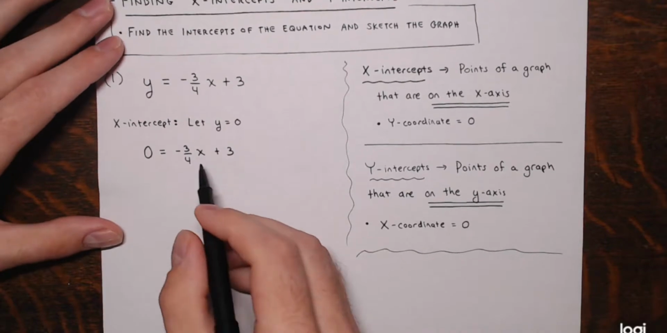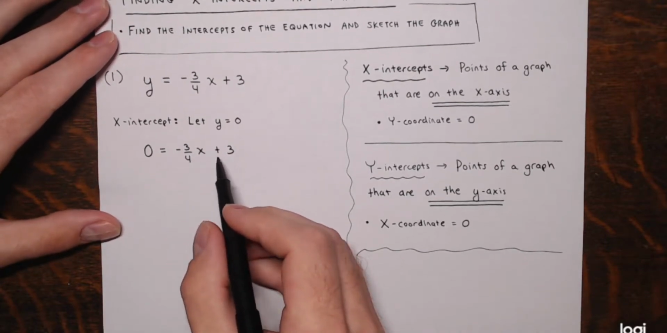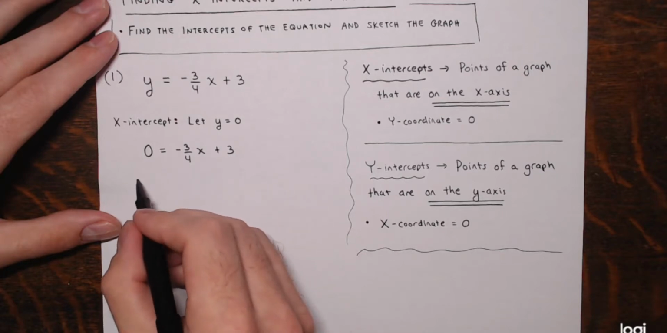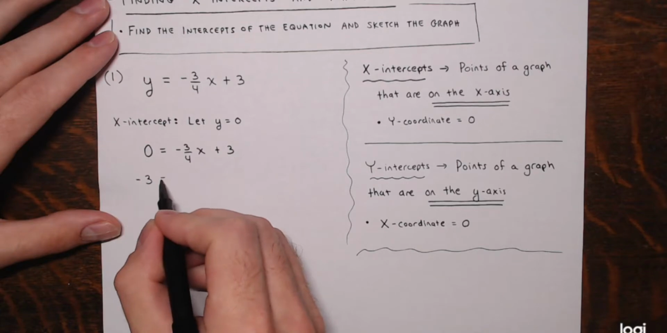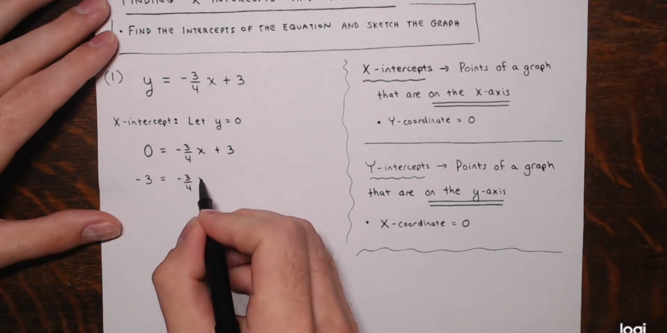This is a linear equation, right? You've got x to the first. So I get every term with x on one side, terms without x on the other. So I'm going to subtract 3 first. Give me negative 3 on the left, equals negative 3/4 times x on the right.